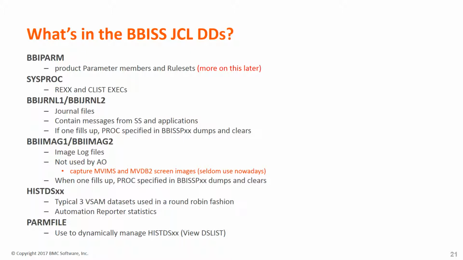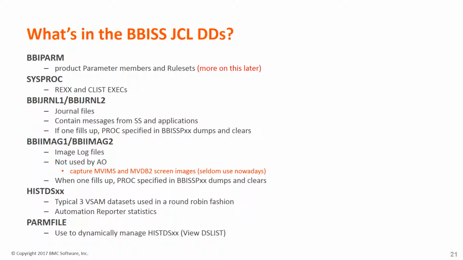BBIJRNL1 and 2 are the journal files, or the AO logs. What they do is contain all the messages from the BBISS, and additionally any messages that have been generated to the journal via AO rules or execs. Now, the way those get processed is if one of them fills up, there's a proc that's specified in the parms that gets executed to dump and clear the file as processing goes on to the next file.